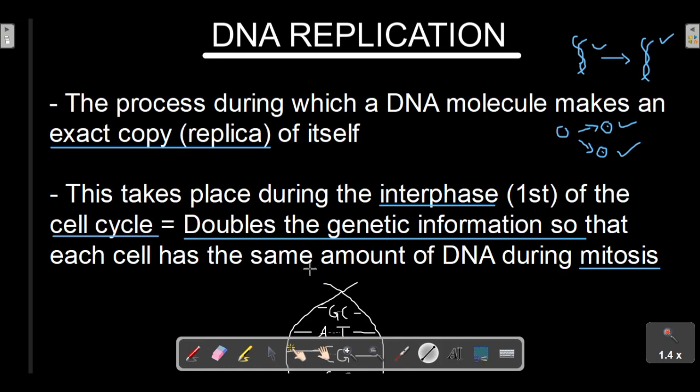So whenever they ask you the function, this is what you write down. Doubles the genetic information so that each daughter cell has the same amount of DNA, or the identical DNA, right?